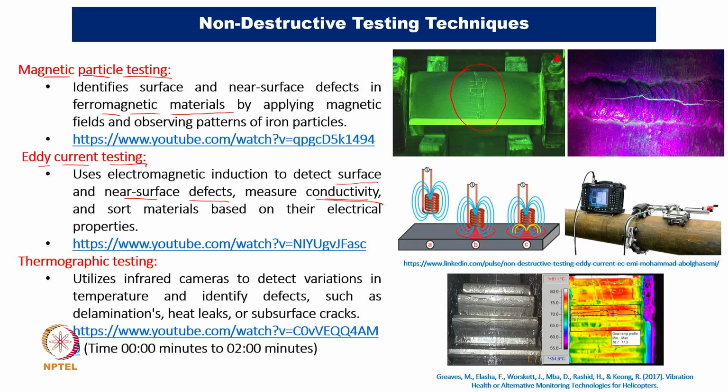So, these are some constraints. If the material is non-conductive, we cannot utilize the eddy current. If the object is not made of a ferromagnetic material, we cannot use the magnetic particle testing.